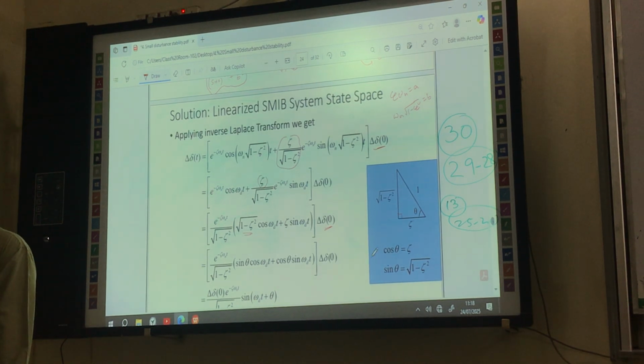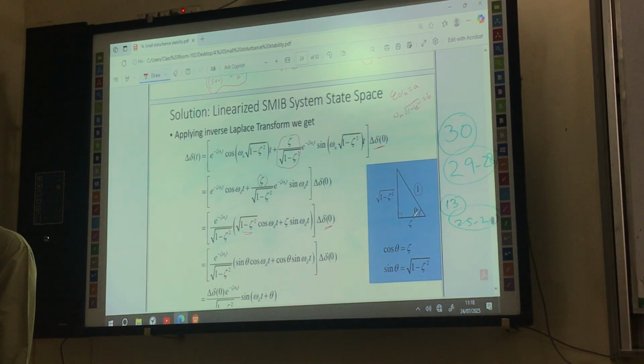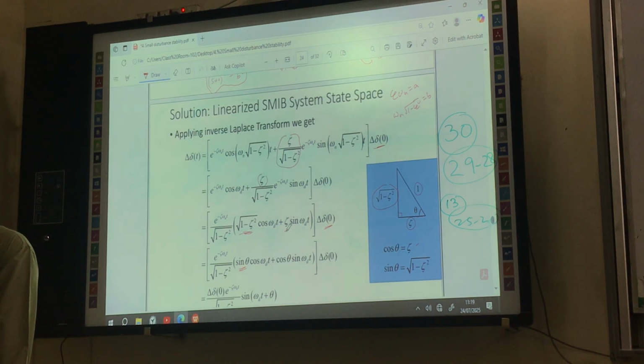Now by looking at this right angle triangle, and you have the sizes of the 3 arms of this triangle, can you write the cos theta formula? It will be simply this base divided by the hypotenuse, that is zeta over 1, simply zeta. And what will be the sin theta? It is this vertical arm divided by this hypotenuse, it is root over 1 minus zeta square. Now we can replace this root over 1 minus zeta square with sin theta and this zeta with cos theta. Look, this is our sin theta and this is our cos theta.